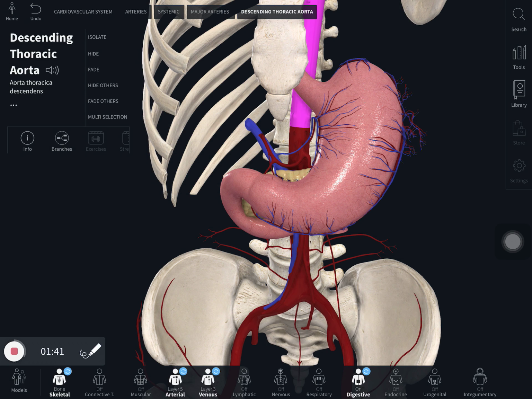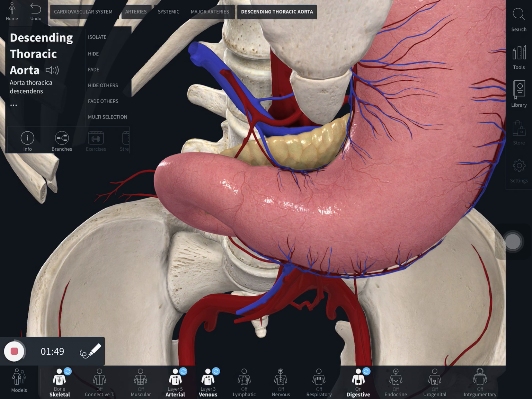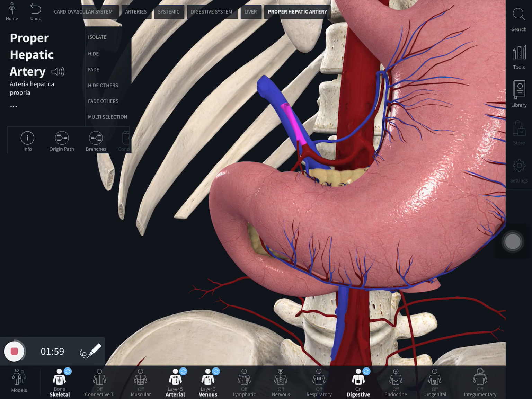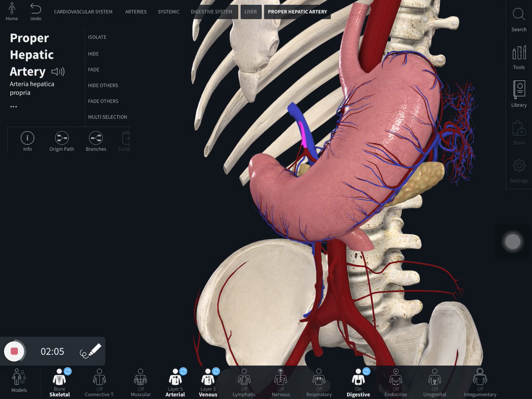which supplies the upper portion of the lesser curvature, while the lower portion of the lesser curvature is supplied by the right gastric artery, which is a branch of the hepatic artery.